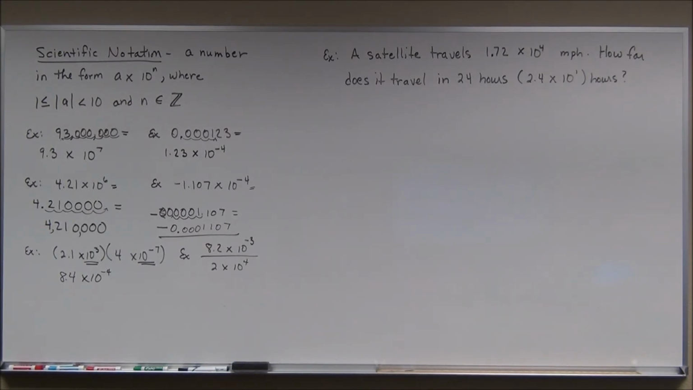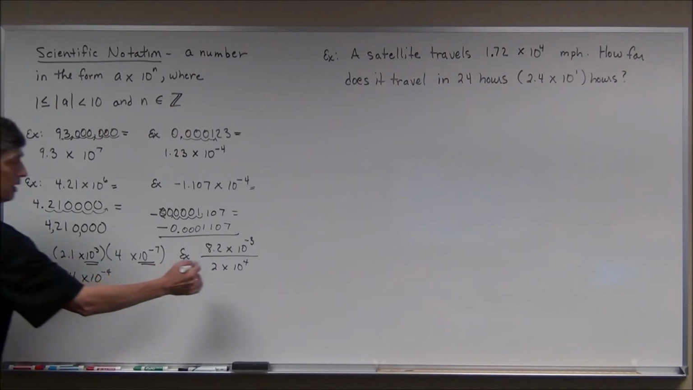Now I'm not going to take it any further than that, I'll just leave it in scientific notation. If they wanted me to convert it, then I'd convert it just like I did back here. But in this case, because this number is between 1 and 10, this is scientific notation. If this became bigger than 10 or smaller than 1 when I multiplied, I'd have to make an adjustment.